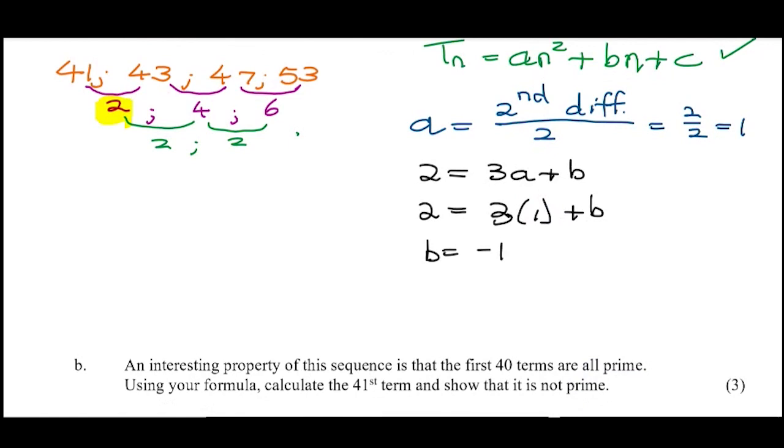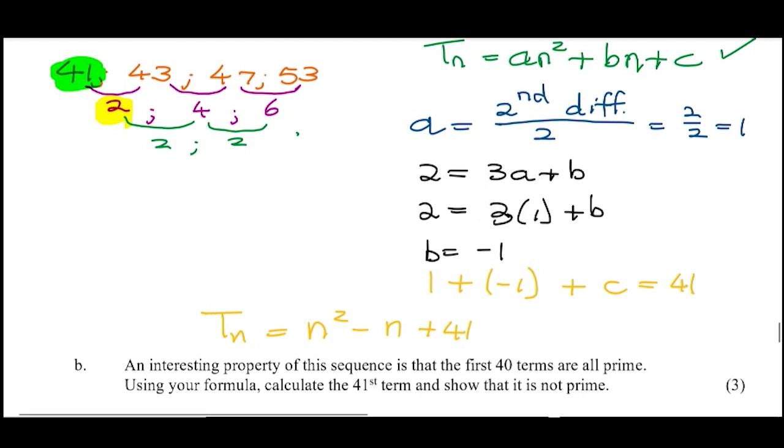And then lastly, I also know that a plus b plus c must equal 41. So a, which is 1, plus b, which is minus 1, plus c must equal 41. So our general term here is Tn is n squared minus n plus 41. That's the nth term of that sequence.